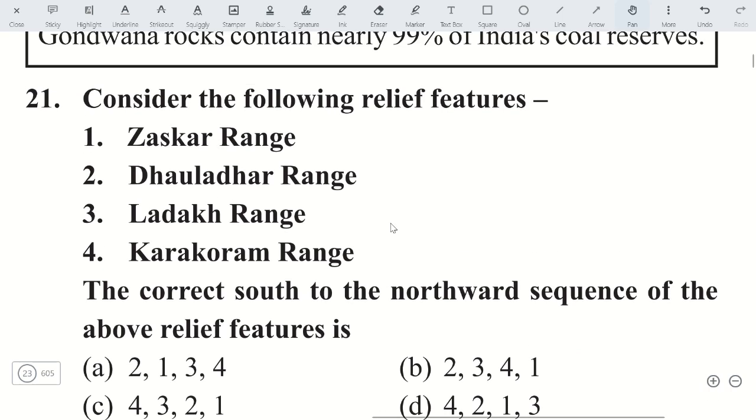Consider the following relief features: Zaskar, Dhauladhar, Ladakh, and Karakoram. We have to find the northward sequence. Then it will be Dhauladhar, then Zaskar, then Ladakh, then Karakoram. That means 2, 1, 3, 4. The A option will be correct.